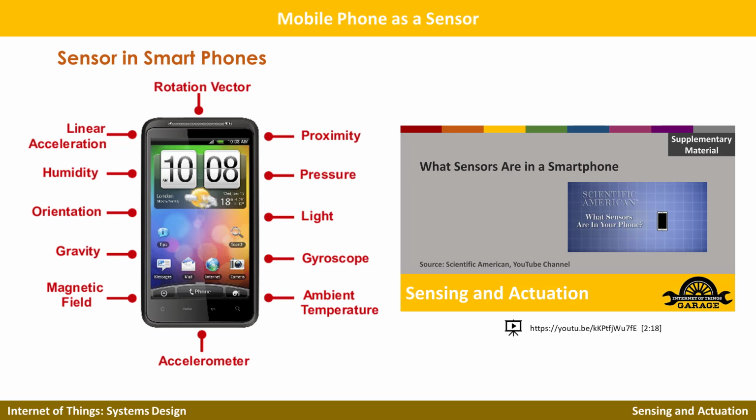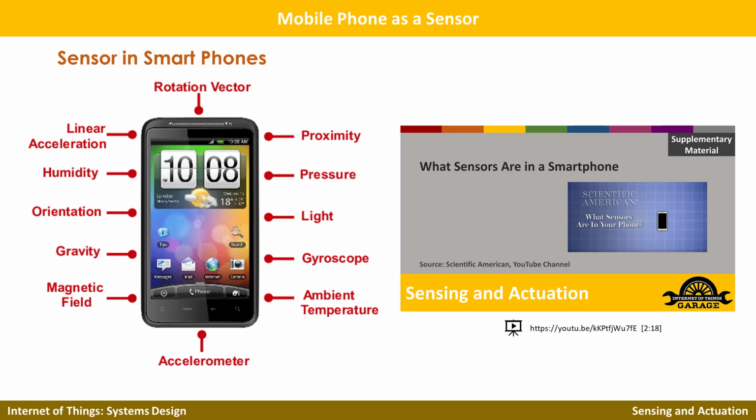Most of the new phones have sensors such as rotation vector, linear acceleration, humidity, orientation, gravity, magnetic field, accelerometer, ambient temperature, gyroscope, light, pressure, proximity, and increasingly, sometimes, heart rate sensors. So there are a lot of sensors already embedded in the mobile phone.